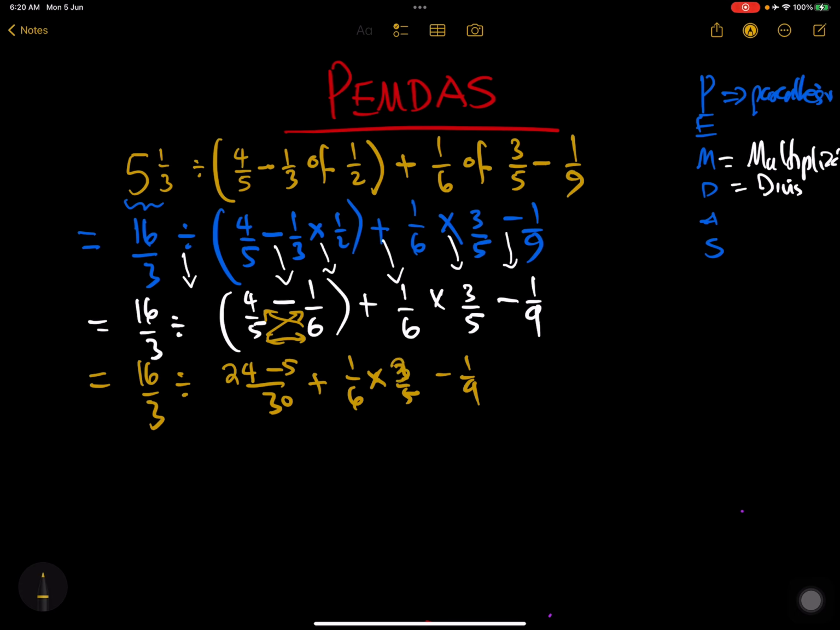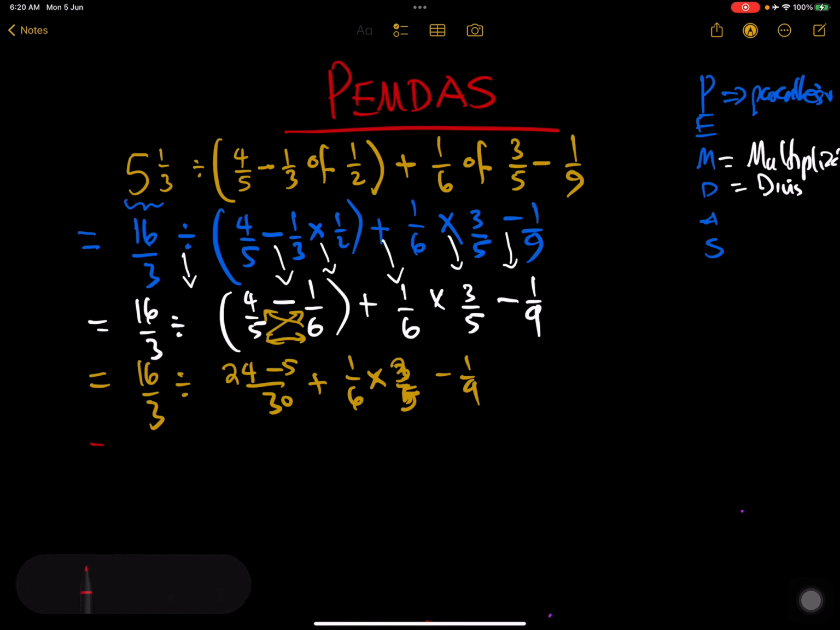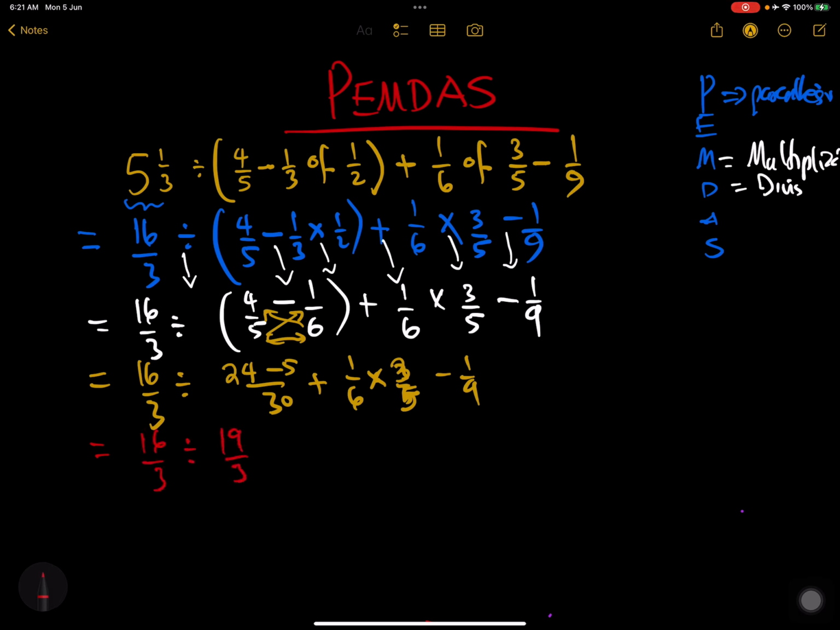3 over 5. Now, because we are done with the parentheses, the next thing on the PEMDAS table is multiplication. So let's get multiplication out of the way. So we have 16 over 3 divided by 19 over 30. And the multiplication is going to be between these two. Okay. So we're going to get 1 over 6 times 3 over 5. 3 goes here 1, 1 goes here 2, minus 1 over 9.